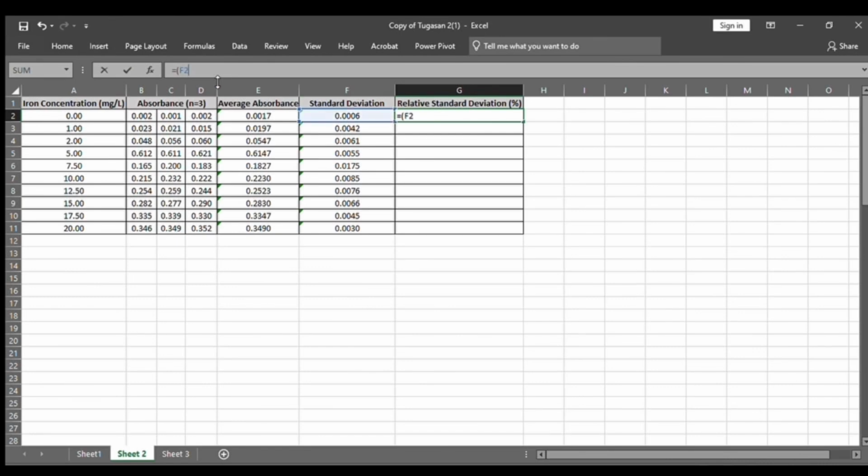And finally, for the relative standard deviation, we type in equals, in brackets, F2 over E2 and multiply it by 100. We get the answer, and by dragging it down, we get the answer for all the other values.